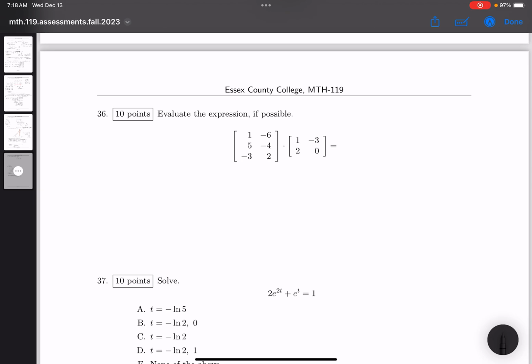It can be done. Before I do anything, I want to point out the size of this one over here is a 3 by 2. That's 3 rows and 2 columns, and this is a 2 by 2. These dimensions match, and I know my outcome is going to be a 3 by 2. So it's important I know that.